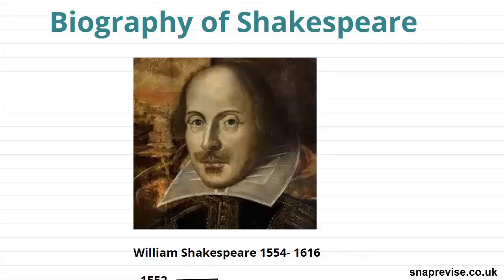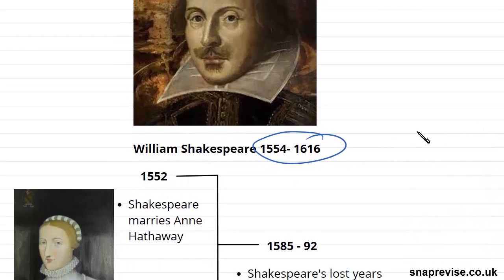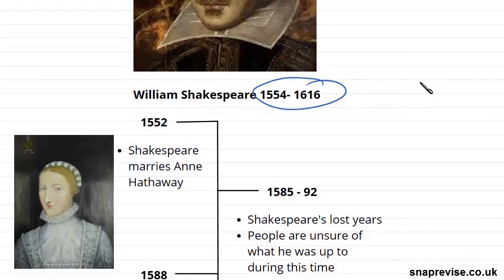So firstly, let's take a look at a quick biography of William Shakespeare. William Shakespeare lived from 1554 to 1616. In 1552, Shakespeare married Anne Hathaway, his wife. Anne Hathaway was actually a lot older than him, so this was seen as somewhat a little bit scandalous.